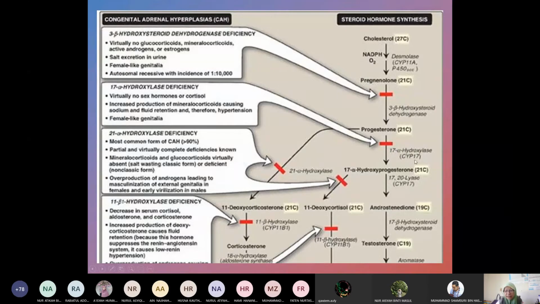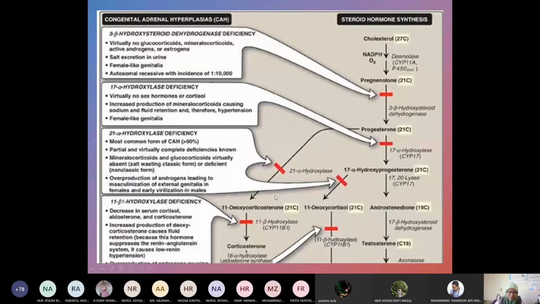Okay, if 17 alpha hydroxylase enzyme, cytochrome P450 17, is genetically deficient, then no sex hormones and no cortisol are formed, but you can see that this pathway bypasses, right? So the progesterone will go to the classical pathway and increase production of mineralocorticoids. What happens is that sodium and fluid retention occurs as a result. A person will present with increased blood pressure. And they will also have female-like genitalia because androgen is not formed.